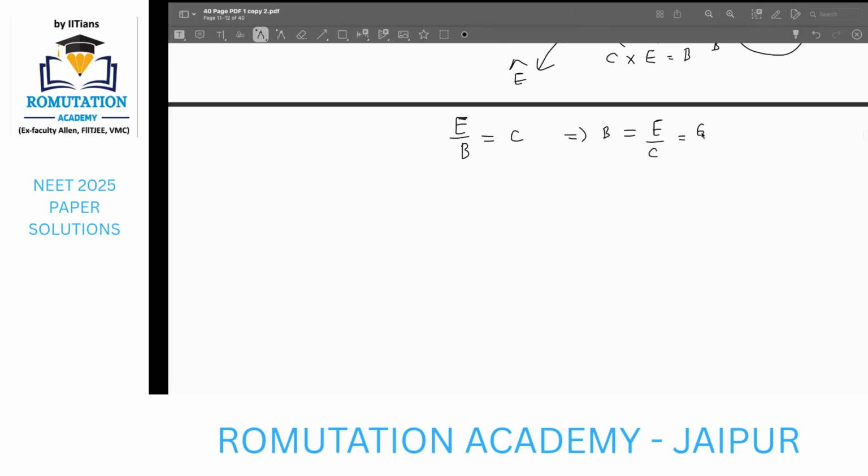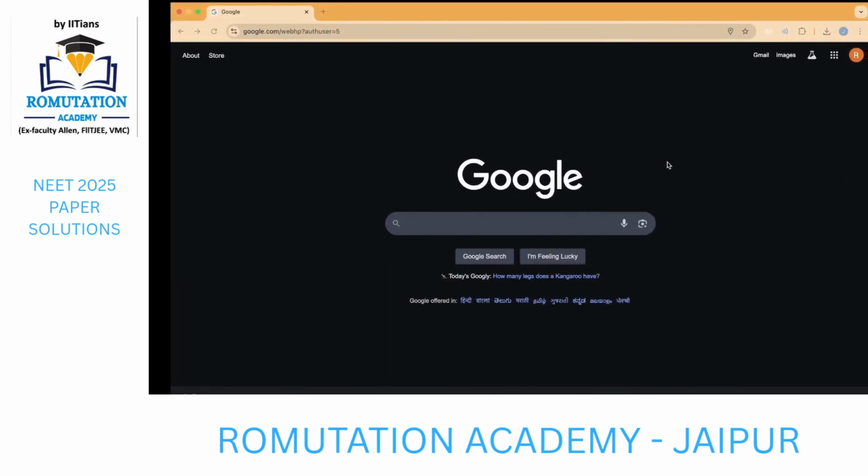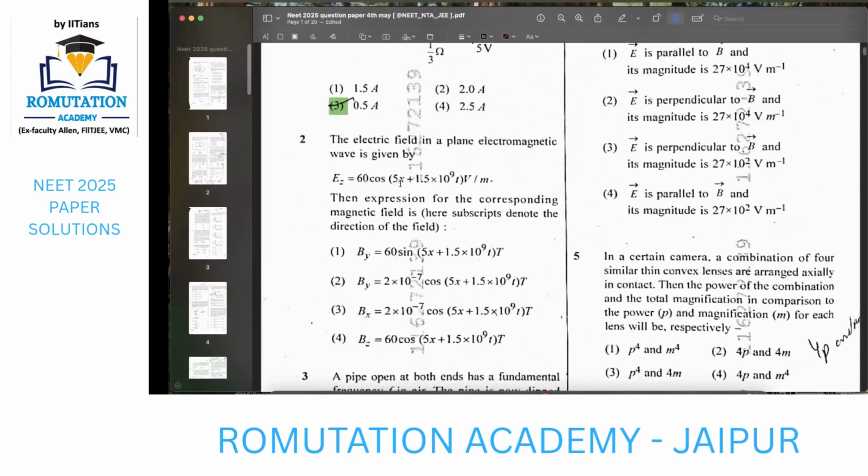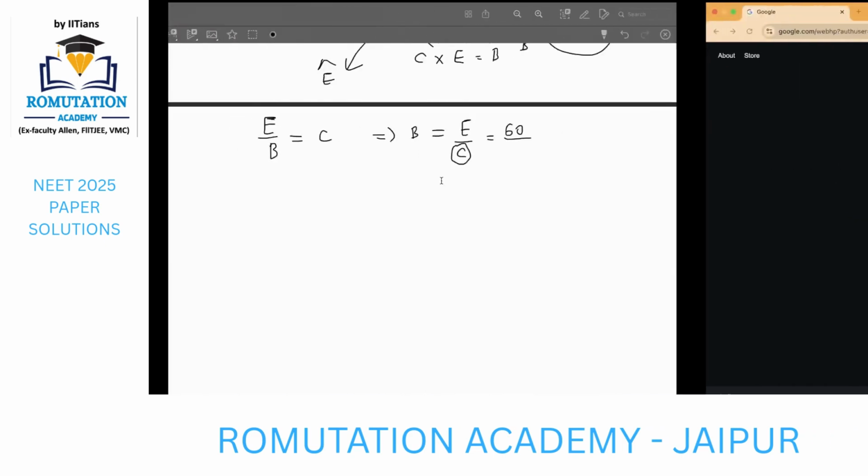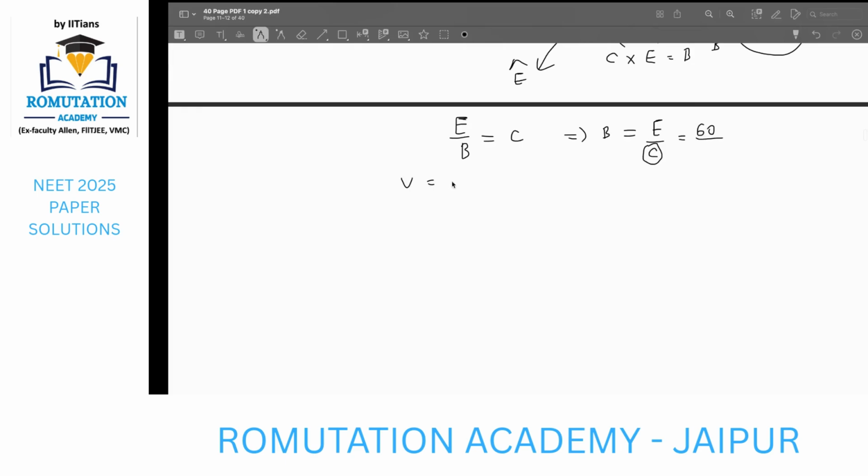So that should be 60 divided by a number which has to go, like the velocity of the electromagnetic wave. How can we find the electromagnetic wave's velocity? This is the k part and that is the omega part. So if omega and k are there with me, we can write velocity as omega by k, right? So omega is 1.5 into 10 to the power 9 and k is given as 5 in this question, right?